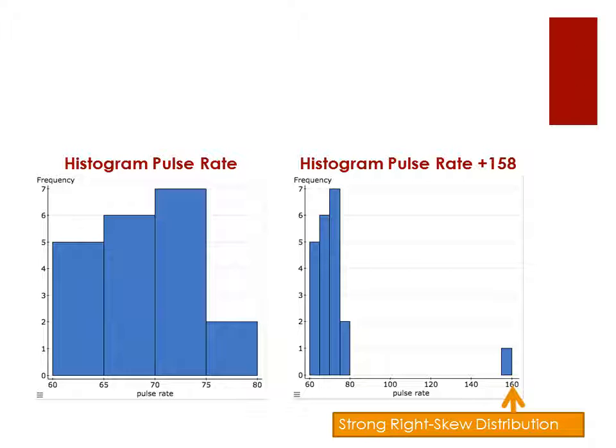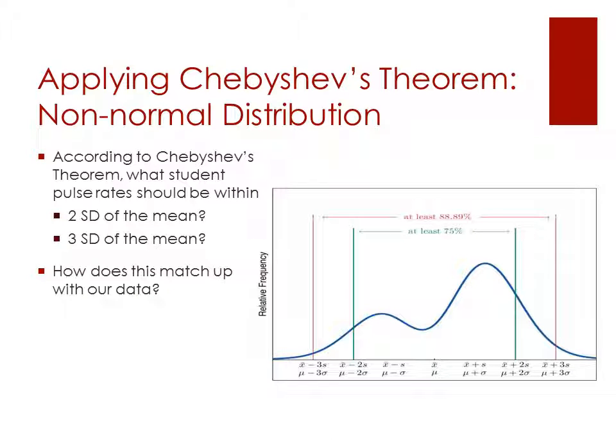This is why applying the empirical rule to our second set here, with the additional 158 pulse rate, produces an inaccurate estimate. It's because the empirical rule can only be used for a normal distribution. And so when we have a non-normal distribution, such as this particular example, how do we make some accurate estimates about it? Well, to do that, we're going to use Chebyshev's theorem. Chebyshev's theorem is applied to non-normal distributions.